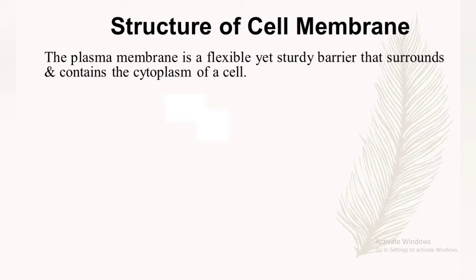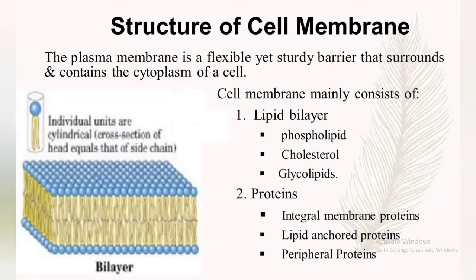The plasma membrane is a flexible yet sturdy barrier that surrounds and contains the cytoplasm of a cell, and it separates cytosol or cytoplasm from the external environment. As you can see in this picture on your left hand side, this is how the plasma membrane looks under the compound microscope. Cell membrane is also known as the plasma membrane, or the phospholipid bilayer. And cell membrane is mainly made up of lipid bilayer, that is phospholipid, cholesterol, glycolipids and proteins, which are integral membrane proteins, lipid anchored proteins and peripheral proteins.